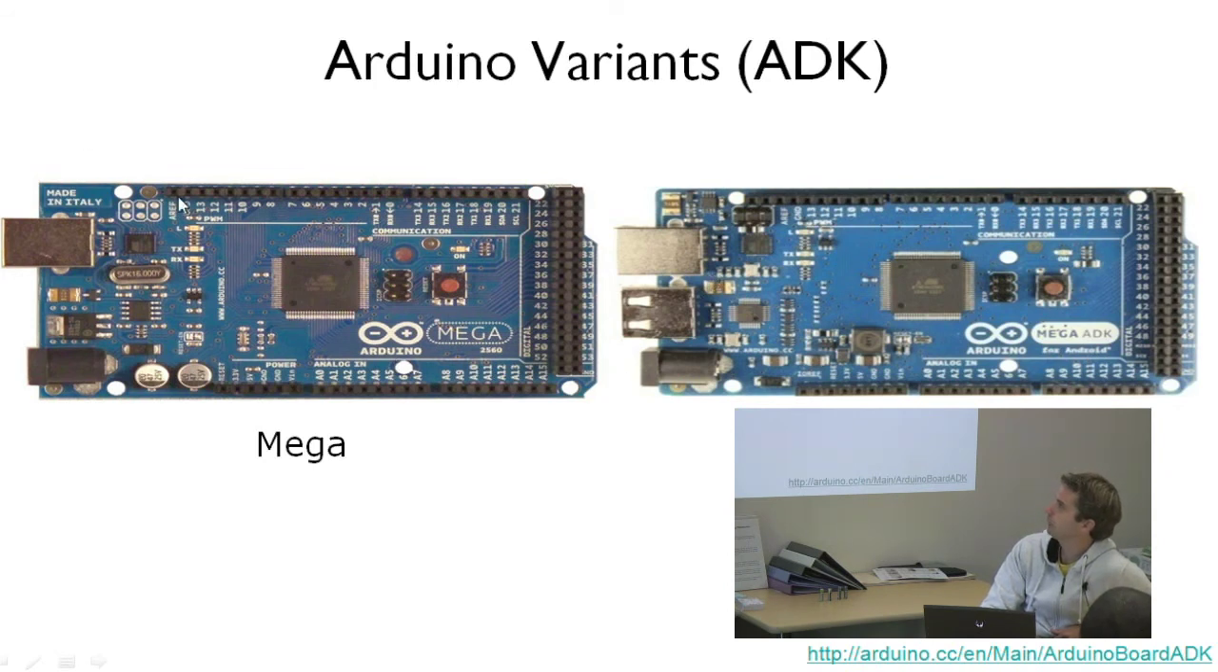There's the Mega, which is big. You'll notice it's just got an absolute ton of ports on it: 30-something digital ports, a whole bunch of communication ports, not sure what those ones are, and 12, 15, 16 analog ports. So if you need to interface with a ton of sensors, this is the way to go. The Mega ADK supports Android as well.